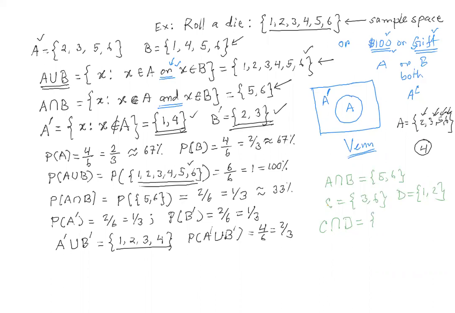Sometimes empty set is denoted by this, but more commonly empty set is denoted by phi, the Greek letter phi. So if the intersection of two sets is empty, they are called mutually exclusive, or also disjoint.